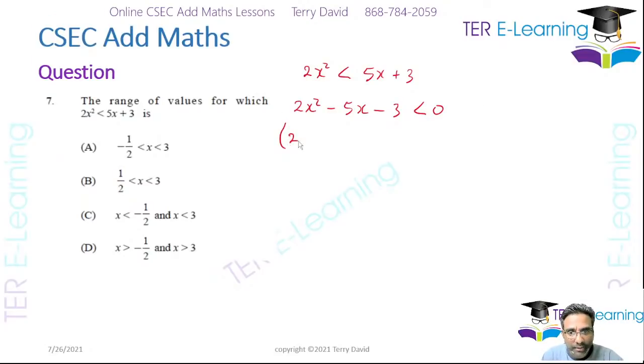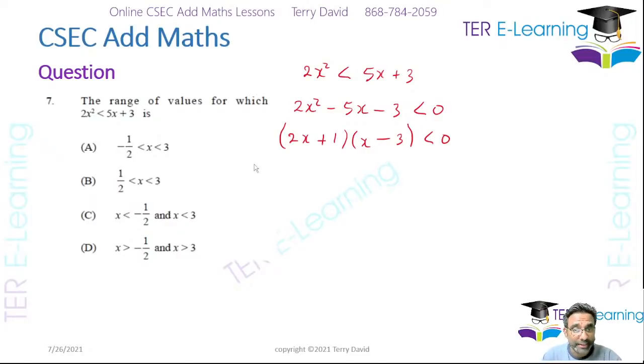So 2x, and this could be x, right? And I'll put 1 here, I'll put 3 here, right? And let's see. If I put a positive here and a negative here, that makes sense. 3 2's minus 6 plus 1. Yeah, this will work. So 2x plus 1, x minus 3.